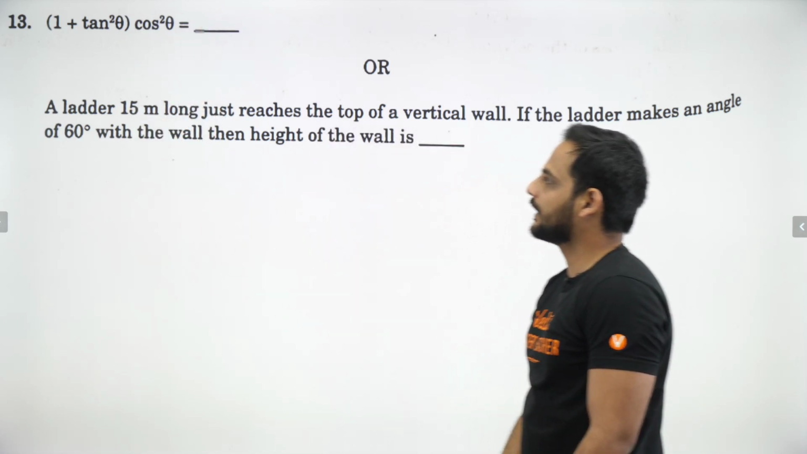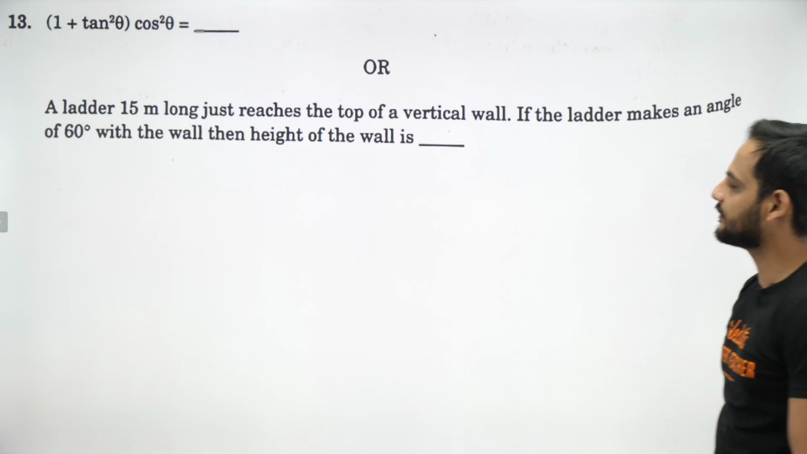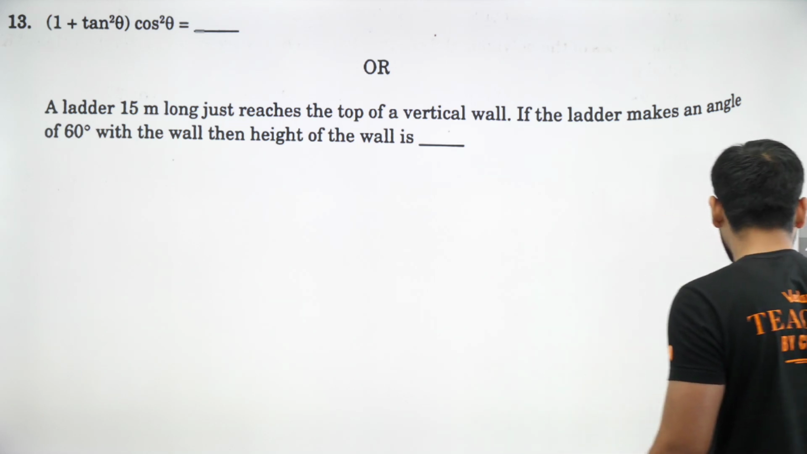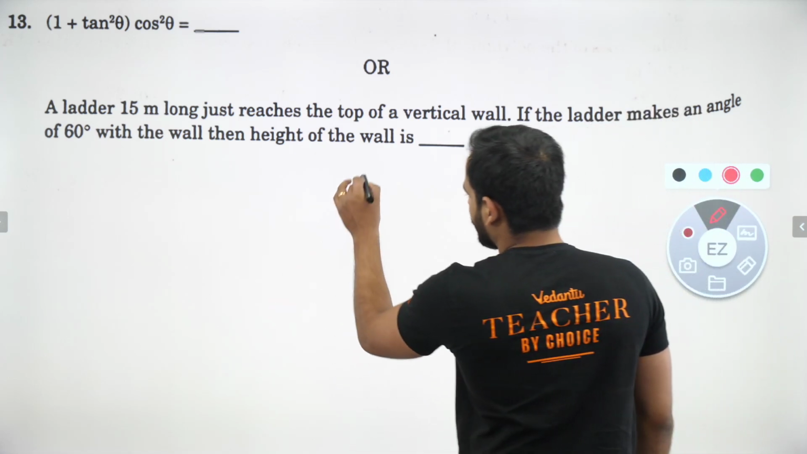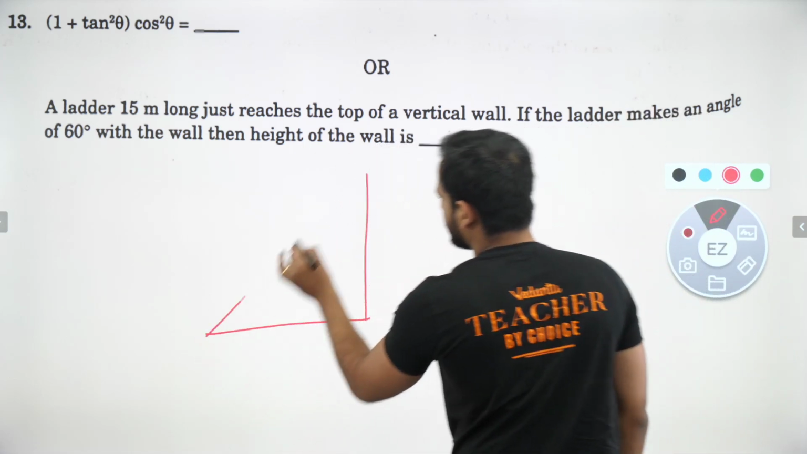Next part: a ladder 15 meters long just reaches the top of a vertical wall. Now look here, some students make this mistake, not all but some. Look, this is the wall, and let's say this is the ladder.